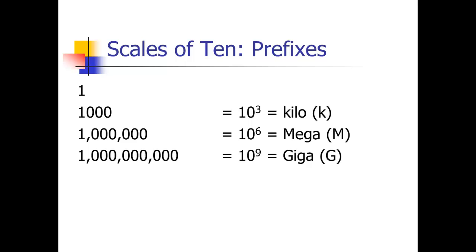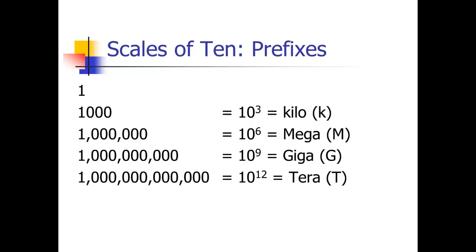1,000 million is giga, and a million million is 10 to the 12, which is tera. Notice that nearly all of these letters are capital letters, with the exception of the K for kilo. These are numbers that are very large.